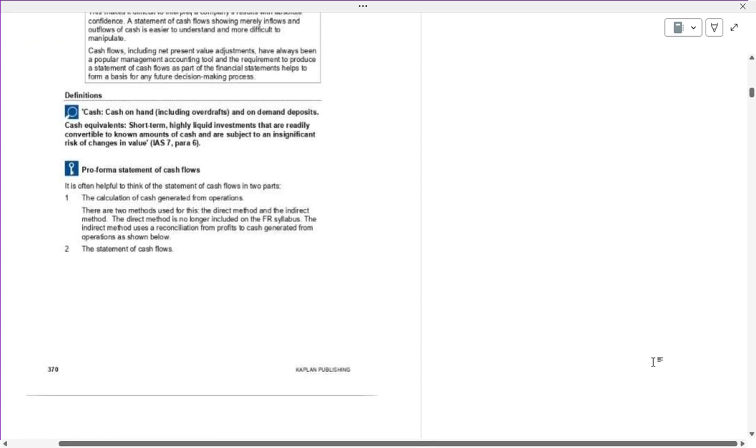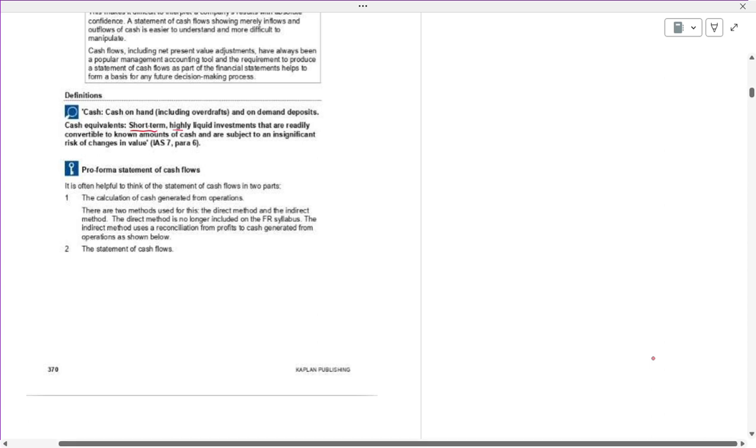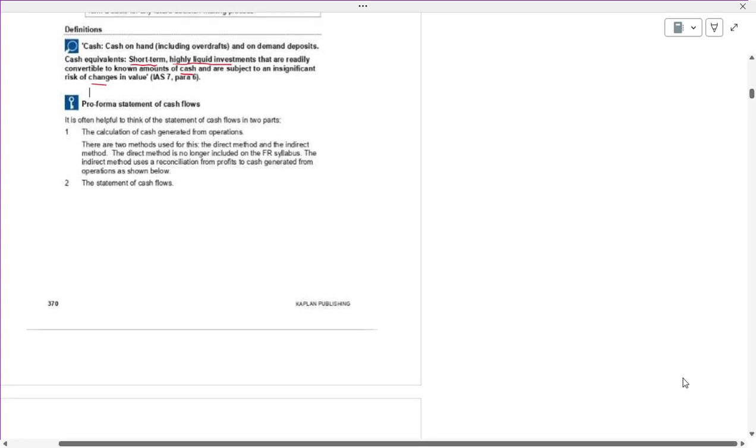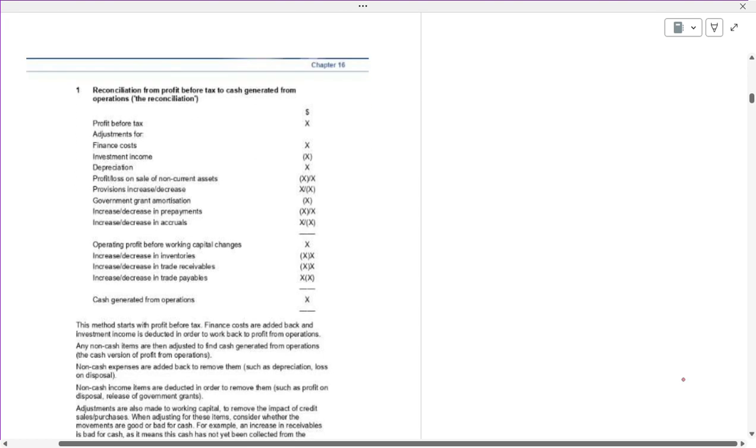Now, what is cash? Cash is nothing but short-term, highly liquid investments, readily convertible into cash, with an insignificant risk of change in value. Now, they have given you two things. Keep them in mind. This is exclusively for the operations. They will give you one question focusing on operating activities.